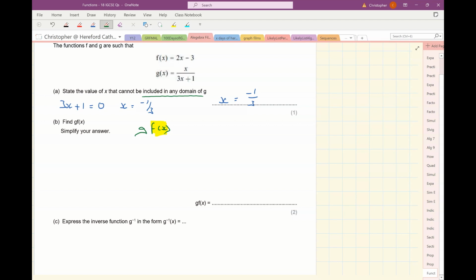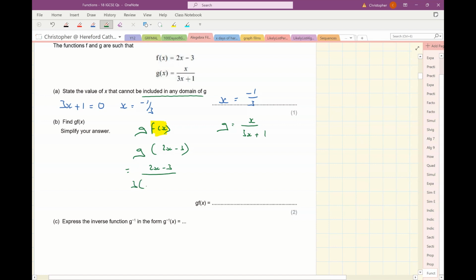Now, I already know the result of fing x. The result of fing x is 2x minus 3. So what I'm going to do is I'm going to g 2x minus 3. Now, I know how g of x works. G of x is x over 3x plus 1. So if I'm going to g 2x minus 3, then that's going to give me 2x minus 3 over 3 times 2x minus 3 plus 1. What I've done here is I've substituted in 2x minus 3 for x.